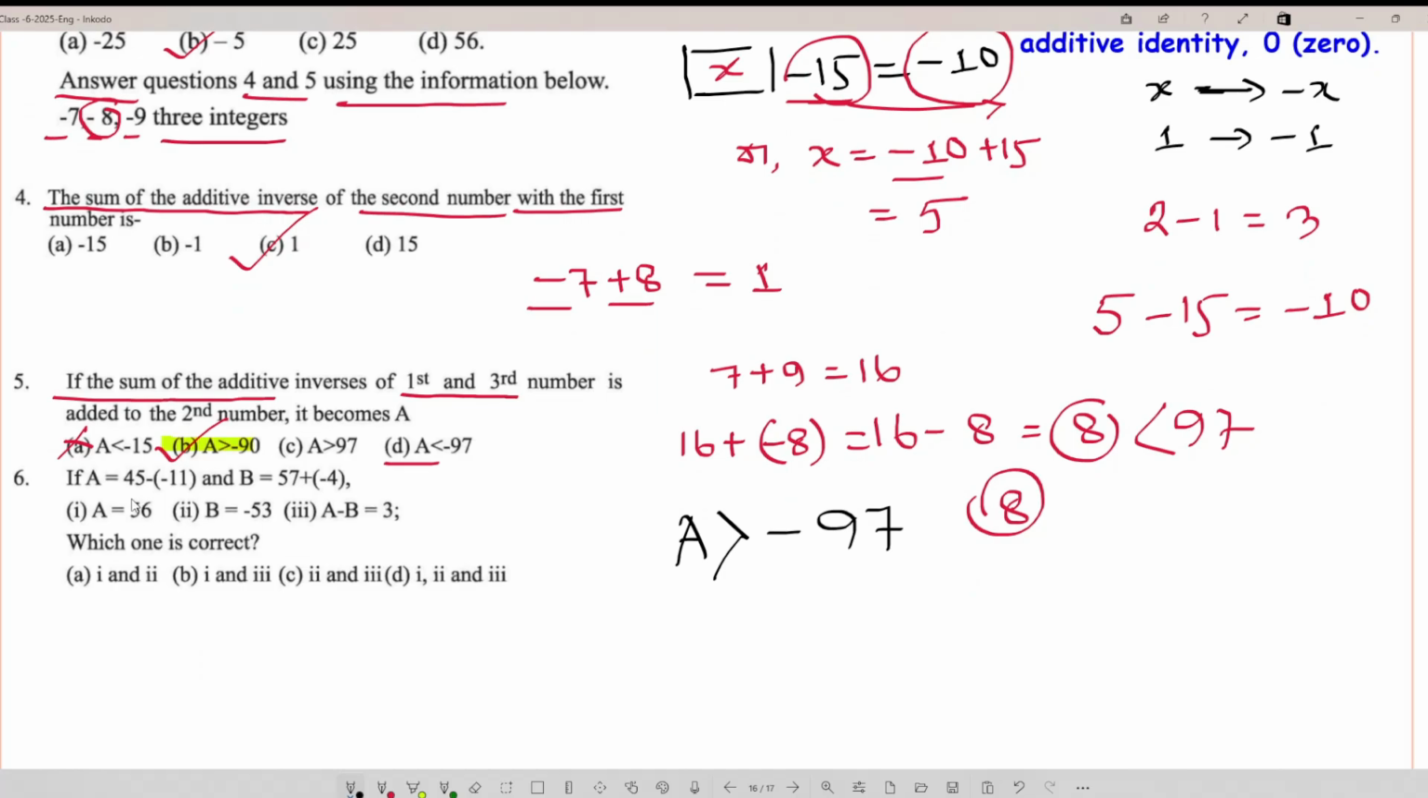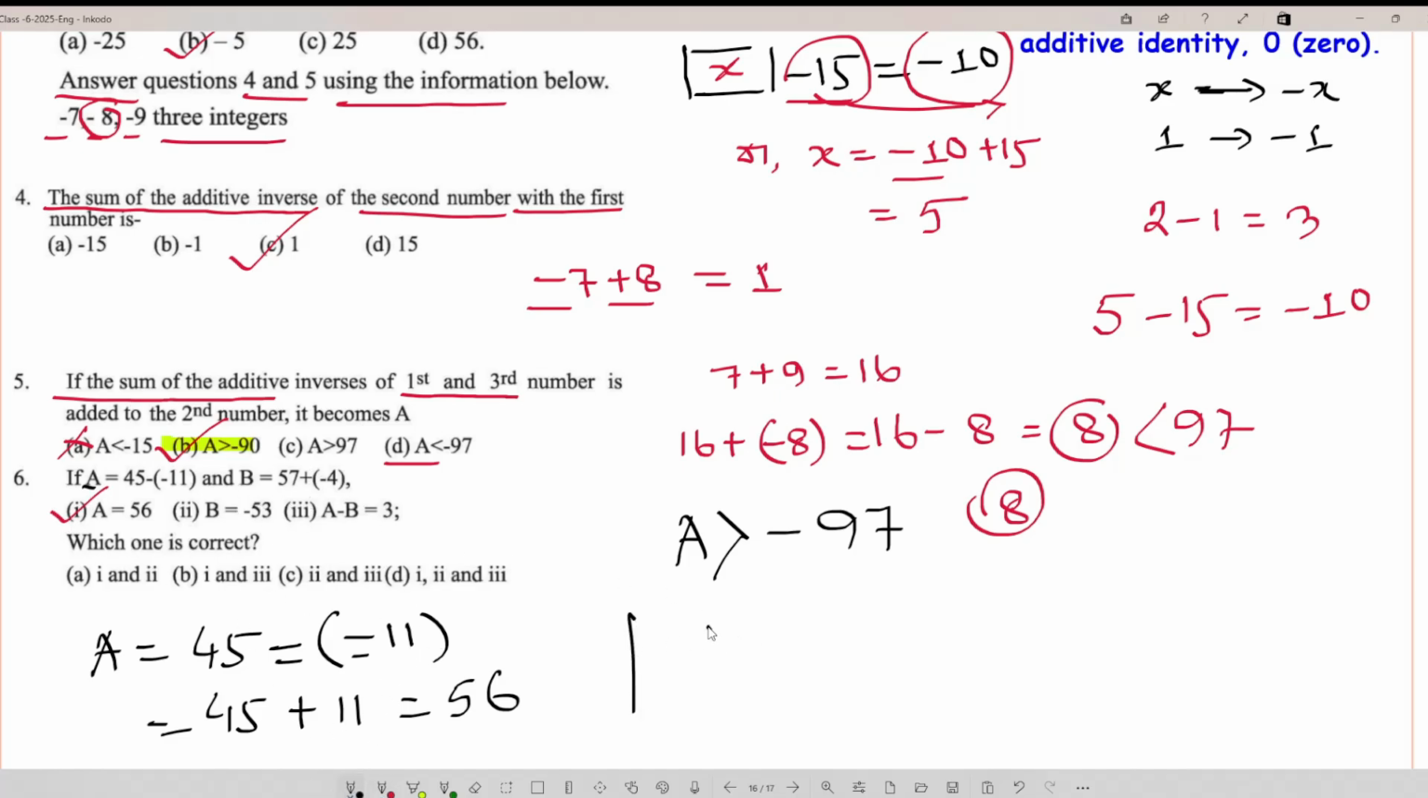Number 6. If A equals 45 minus minus 11 and B equals 57 plus minus 4, what is the result? So we can find out. A equals 56, is it right? A equals 45 minus then minus 11. So we can write 45, and this minus and this minus become plus 11. So 45 plus 11 is 56. So number 1 is right.